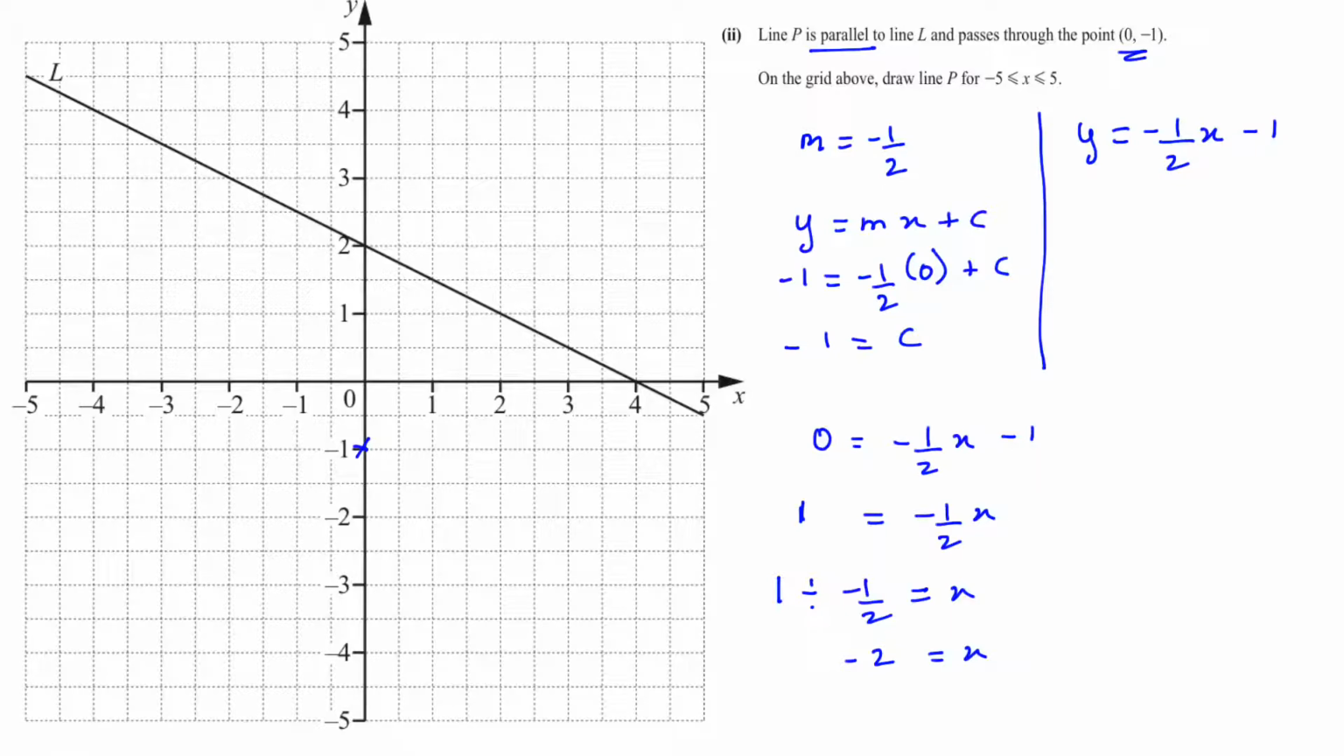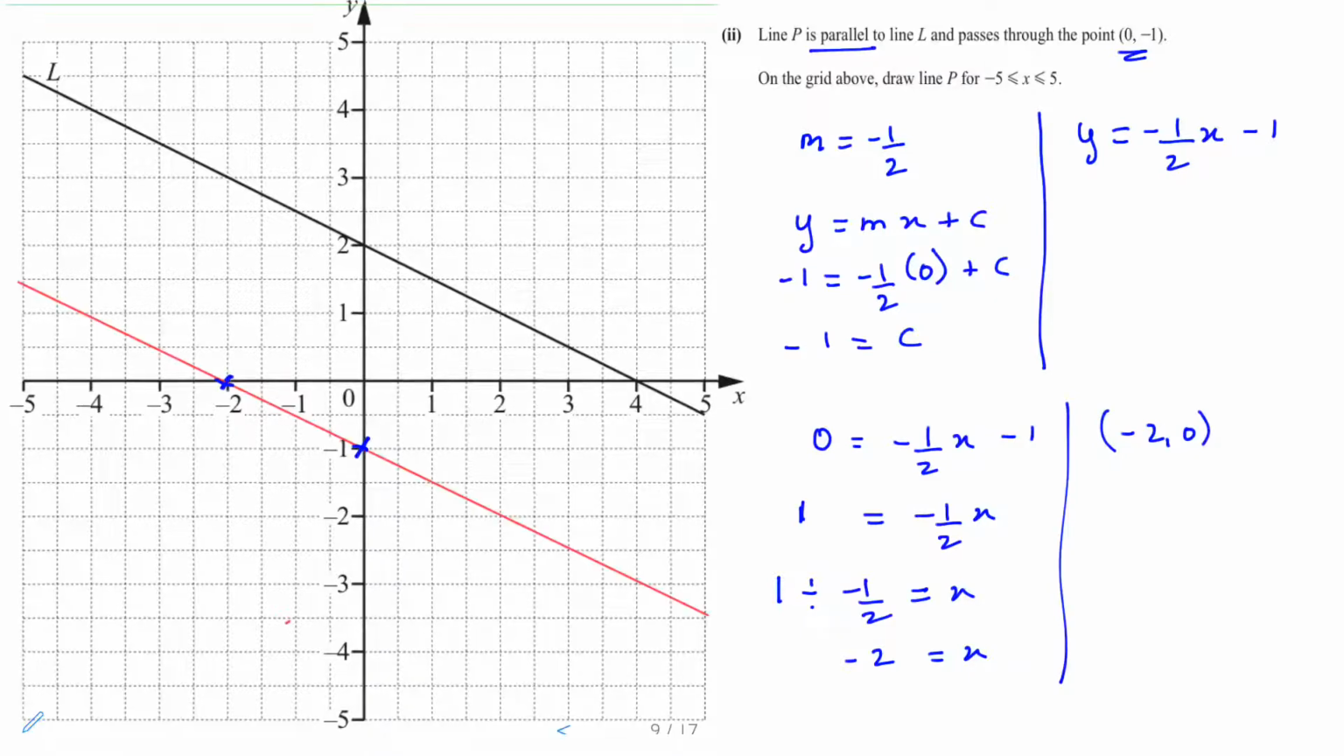So when y is 0, x is -2. That's the other point here. We are going to join this and make it into a line. This is how your line will look. If you want to input more x values here and draw the line, you can do so.